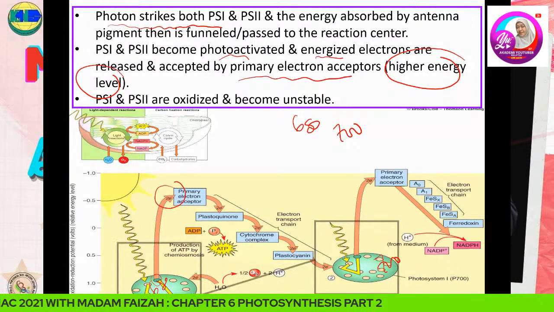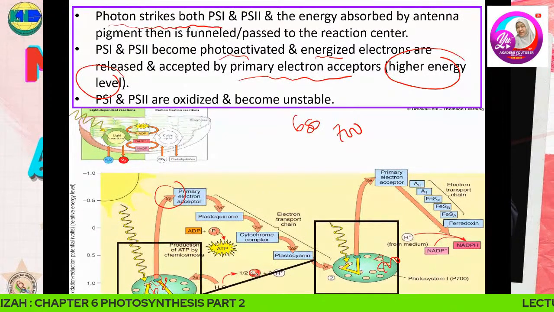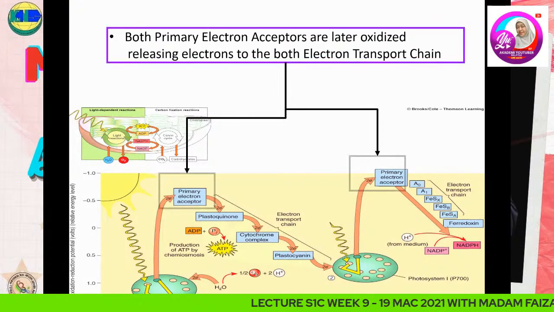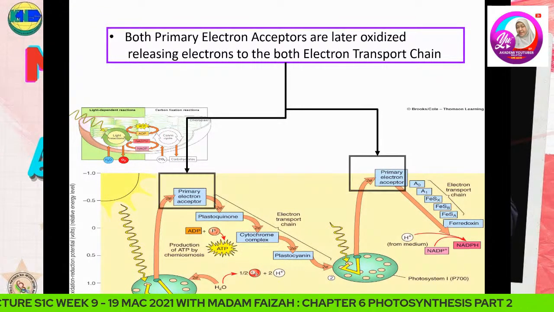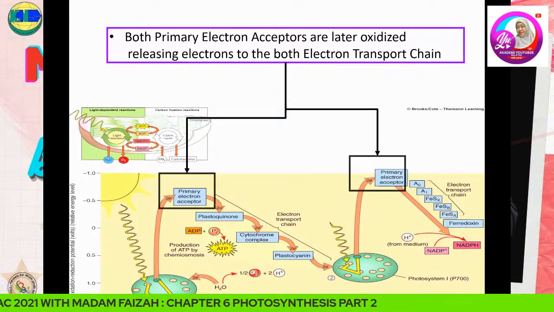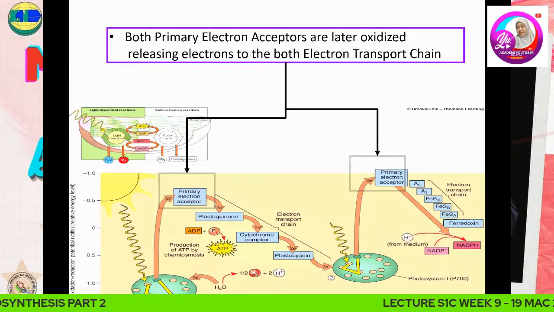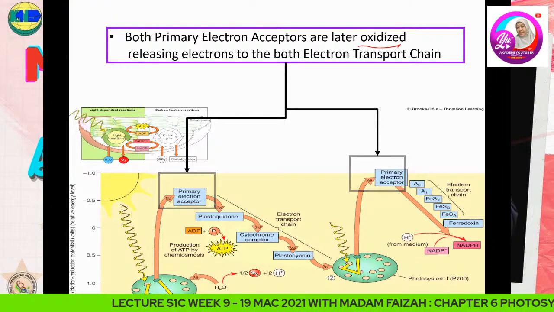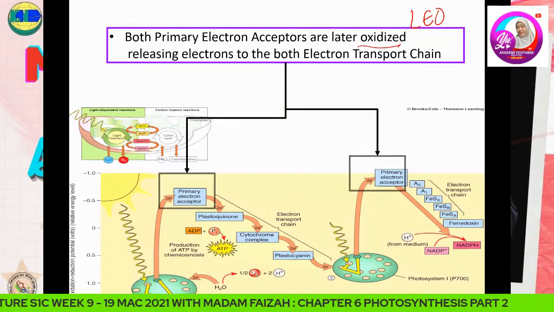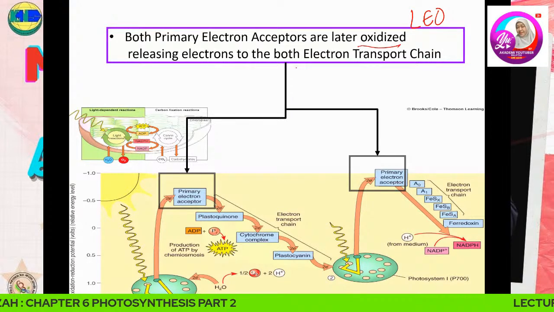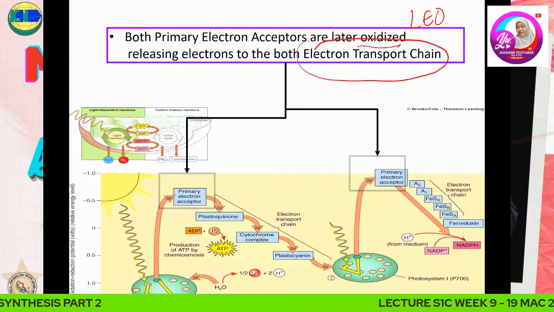Primary electron acceptor. In the cellular respiration chapter, what did we learn about as an electron acceptor? NAD plus. So this primary electron acceptor has electrons. The concept is redox reaction: Oxidation Is Loss, Reduction Is Gain, or OIL RIG. So the primary electron acceptor will be oxidized. What does oxidized mean? Losing its electron. Losing its electron, who will accept it? It will undergo a series of electron transport chain here.